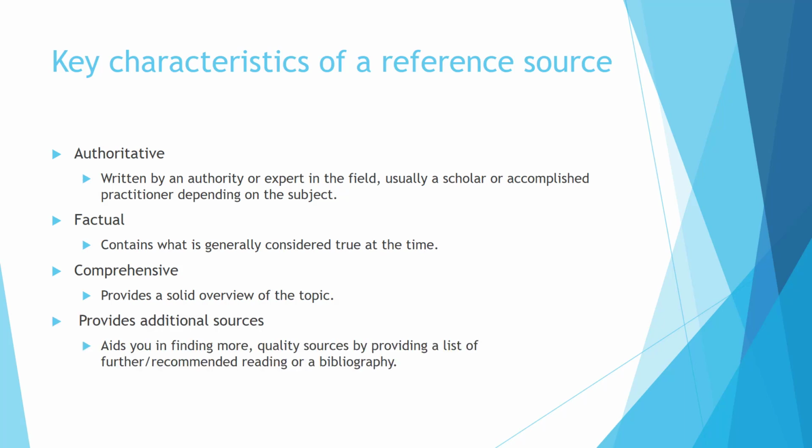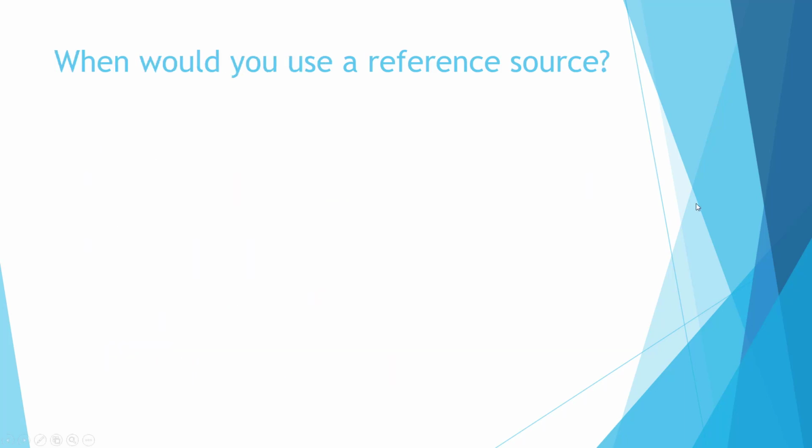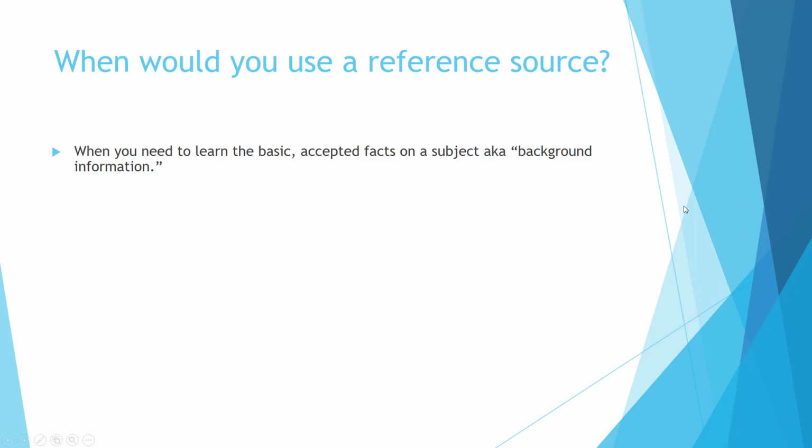And then a very important aspect of a reference source is the fact that typically at the end of the article on the topic that you're reading about, it will provide a list of further reading and will point you to additional sources so that you can branch out from your basic background information that you've found in your reference source. So when would you use a reference source?